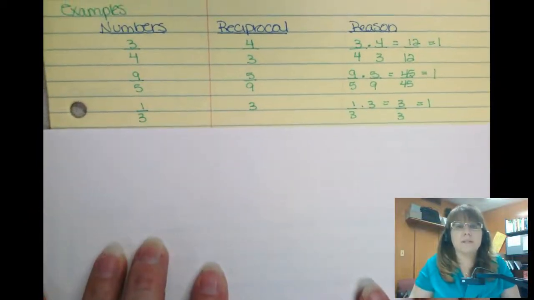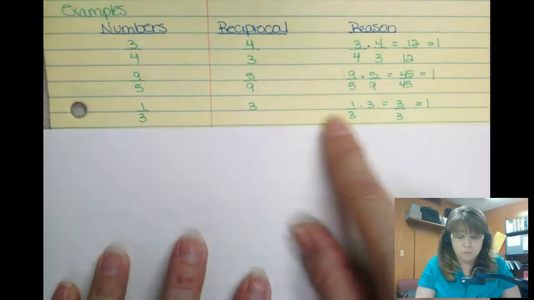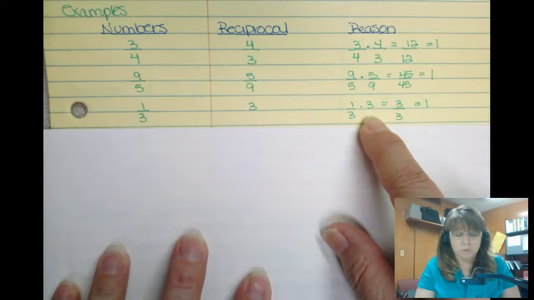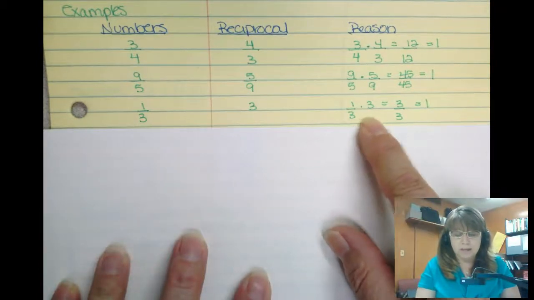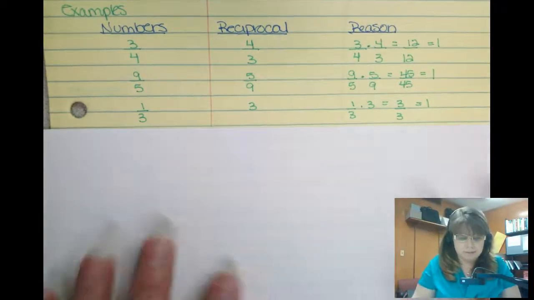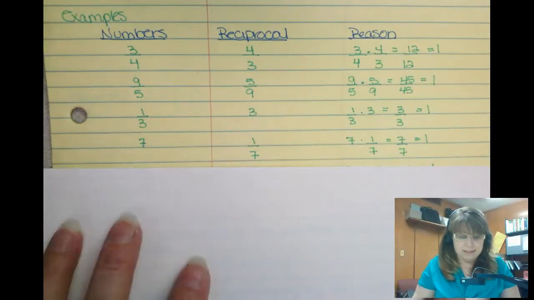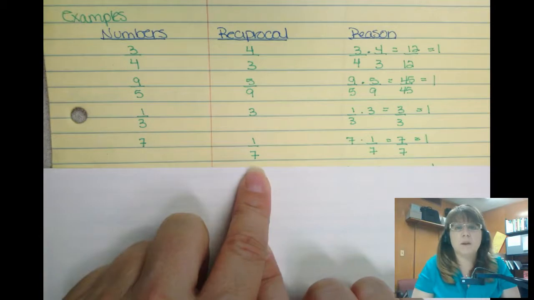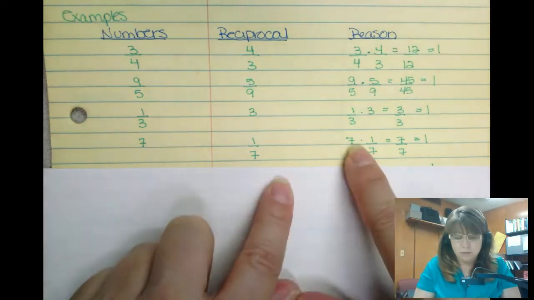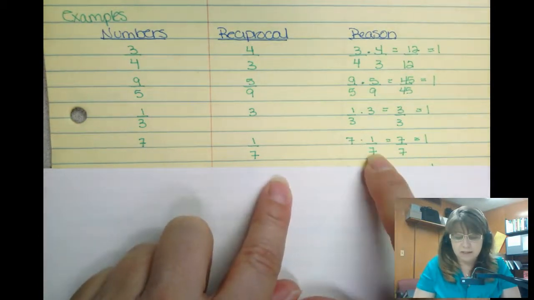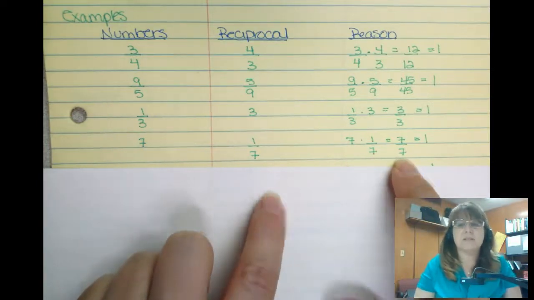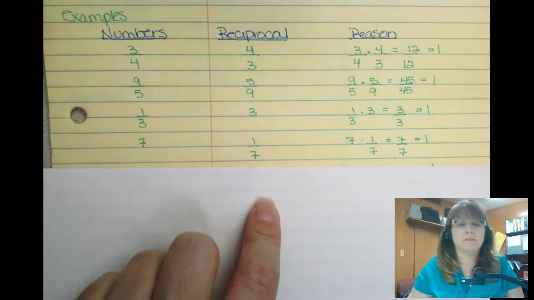1/3, the reciprocal is 3, because 1 times 3 is 3, and 3 times, remember, there's a 1 underneath the 3. 1 times 3 is 3, so 3 over 3 is 1. And last example, 7. The reciprocal is 1 over 7, so the reason being, 7 times 1 is 7, and 7 times 1, the implied 1, is 7, so 7 over 7 is 1.